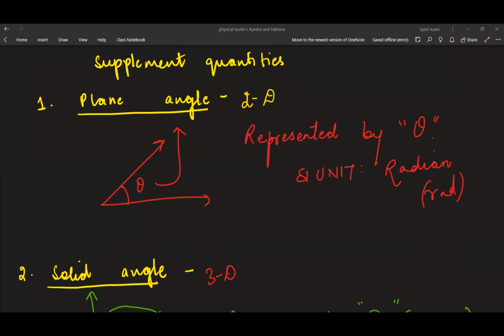Ma'am, after plane angle, you have written 2 dimensions. Yes, after plane angle it is 2 dimensions, 2D. You are drawing it on a sheet. 1D means a straight line, but here you draw on a sheet of paper, that is a 2 dimensional drawing. Solid angle is a 3 dimensional, 3D figure.